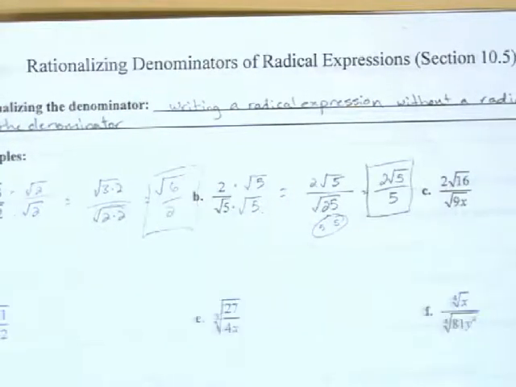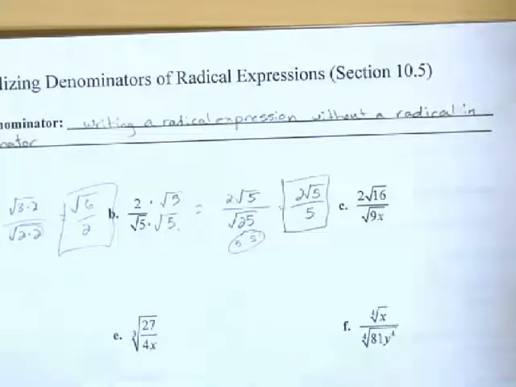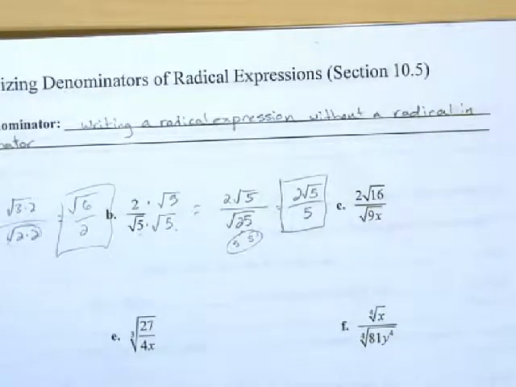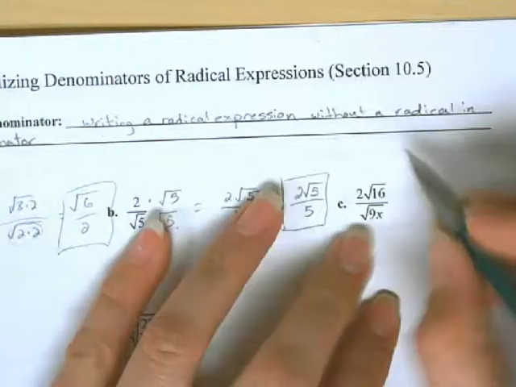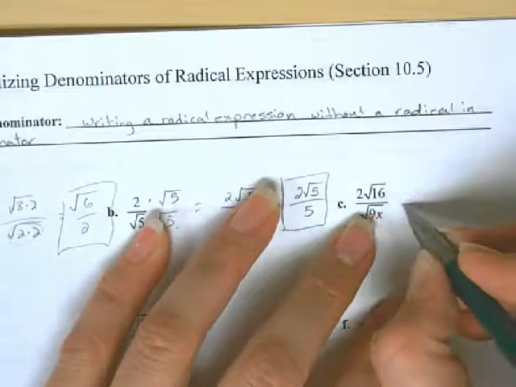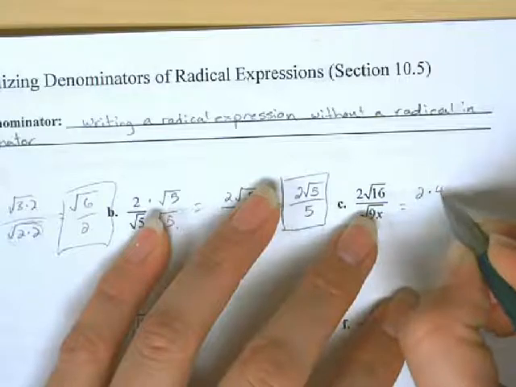So let's do one more of these. It is important, and the best advice that I can give you is make sure you check to see if you can simplify anything first. For instance here, the square root of 16. Well, the square root of 16 is just 4. So that means 2 times 4.